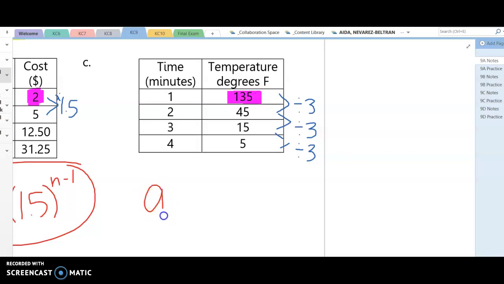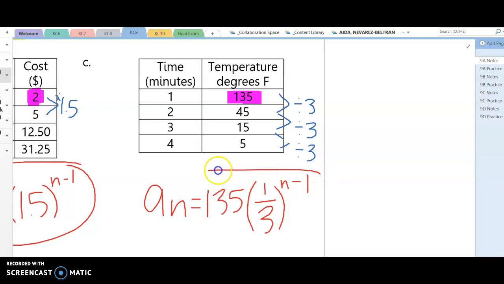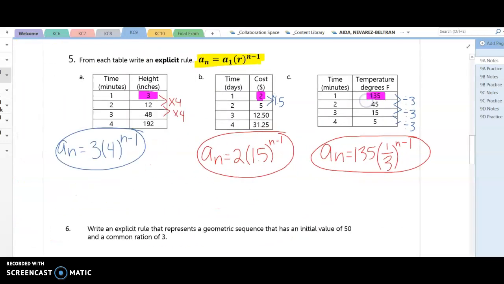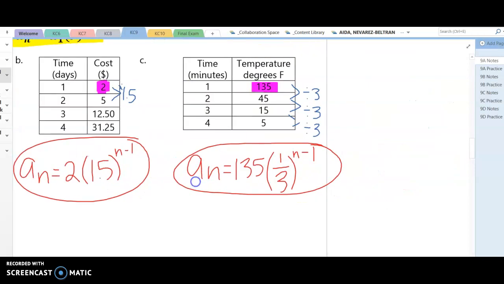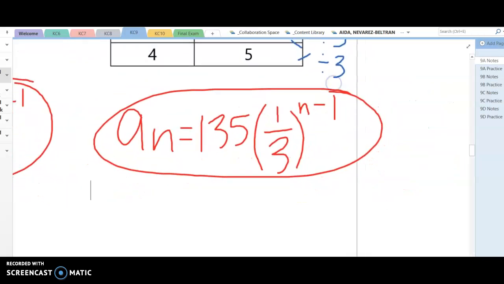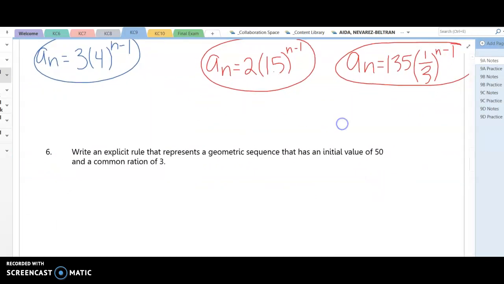So when we go to write this one, your A1 is 135, but since we're dividing each time by 3, you want to make sure you're putting it as the fraction 1/3, so you know the difference between multiplication and division. So when you have the fraction, it's division. When you have just like the 4 here, that's multiplication. But as soon as you put it into a fraction, that shows that you're doing division each time.